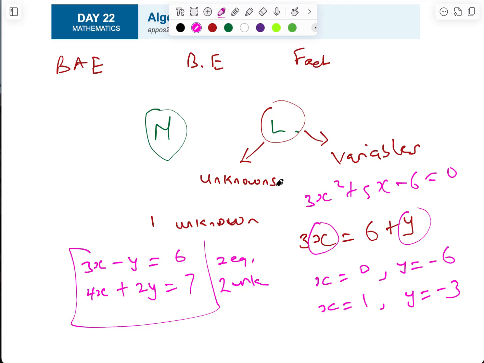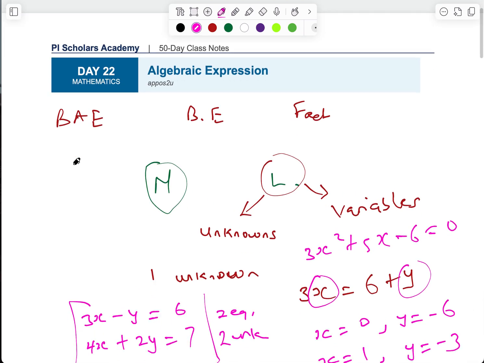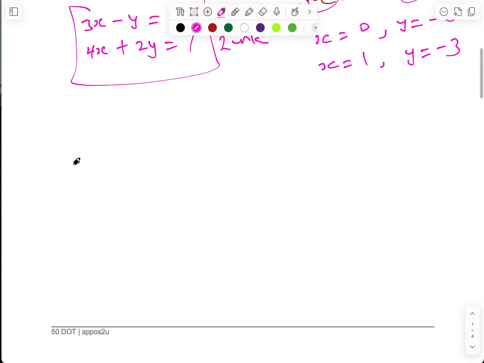But that's not the major thing here. So how do we actually simplify basic algebraic expressions? Basic algebraic expressions, like I said, involve letters and all of that.